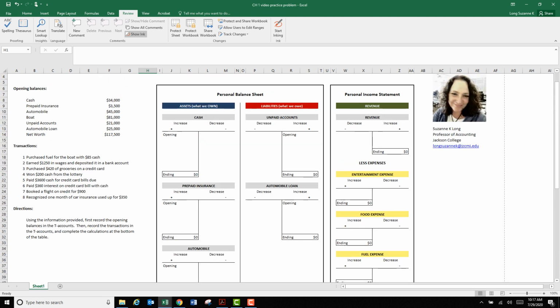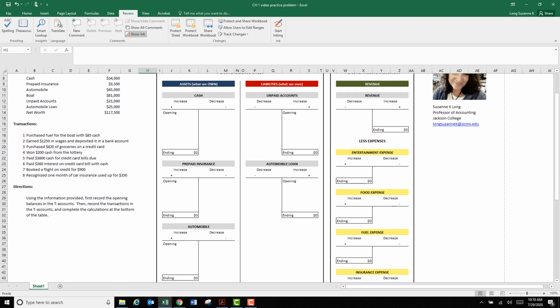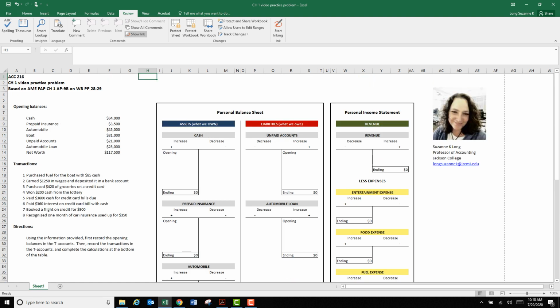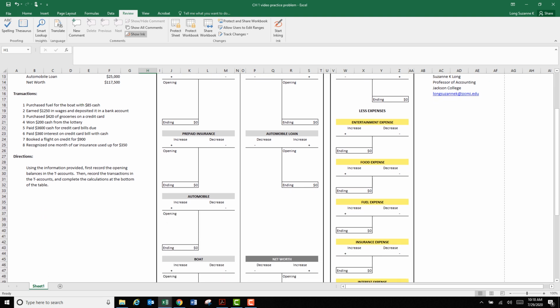Elaine has a boat. Liabilities, what does she owe? She's got some unpaid accounts. That's like credit cards. She's got an automobile loan, car loan. Yeah, like most of the world. Notice she doesn't have anything else. I don't see a house and mortgage loan. That would be very common for a person. That's what we're doing, personal accounting, personal balance sheet. I also don't see note payable. A lot of people have something like a note payable, and businesses for sure will have note payable.